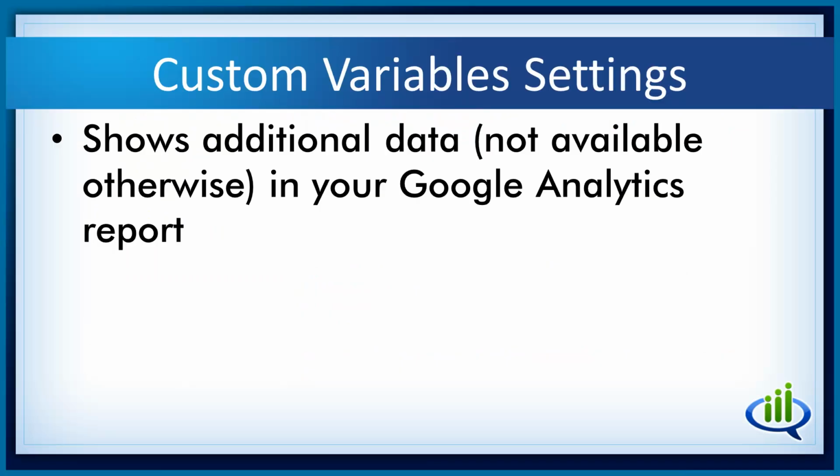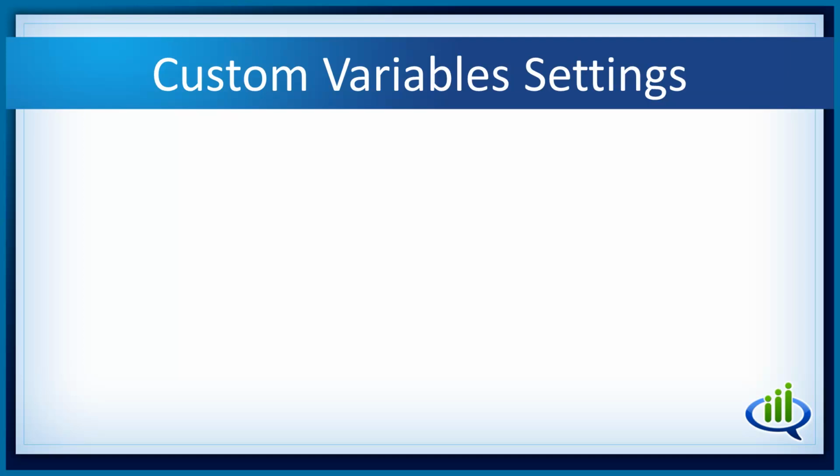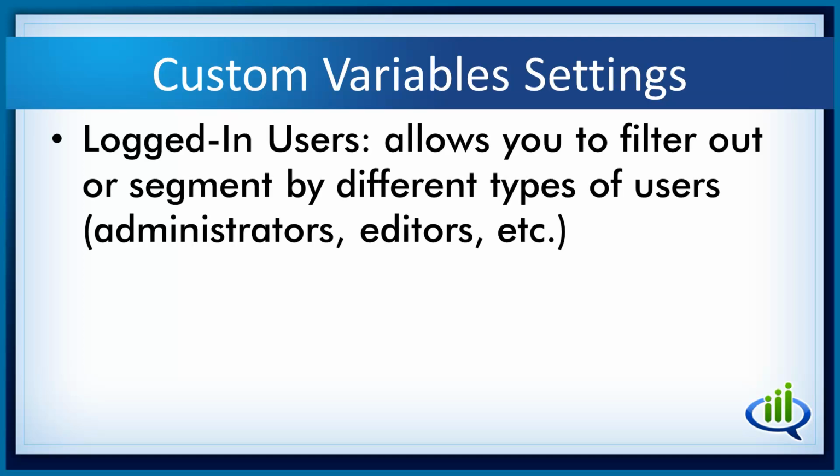Okay. All right, so the custom variable settings show additional data not available otherwise in your Google Analytics report. As far as I know, this is the only Google Analytics plugin right at this moment that allows you access to these. That's the reason I like this particular plugin. All right, the first custom variable setting is called logged in users. What this allows you to do is to be able to see by the people who log in. So if you're the only person who ever logs into your account, you'll be able to see, okay, here's where I tend to go, and you're an administrator, for example. But let's say you've got editors and writers and different functions.